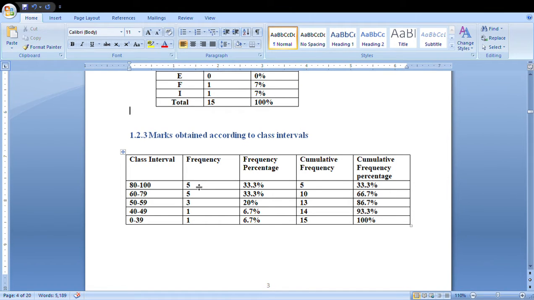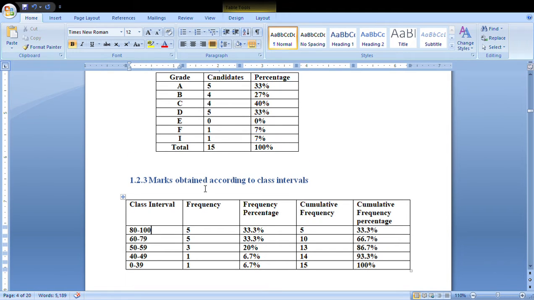Next, we have marks obtained according to class interval. The first class interval is 80 to 100, the second is 60 to 69, the third is 50 to 59, the fourth is 40 to 49, and lastly we have 0 to 39. Then we have the frequency part. The frequency is the number of students who attained marks in this class interval, whereby I had 5 students who had 80 to 100. You're supposed to find the frequency of students for all the classes.